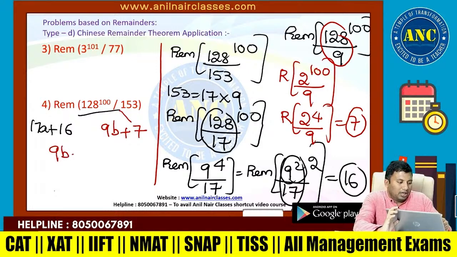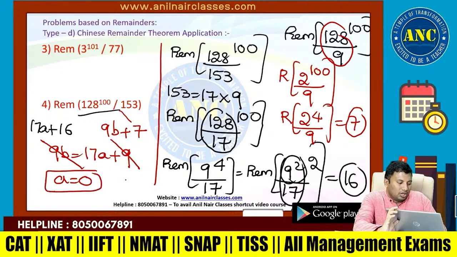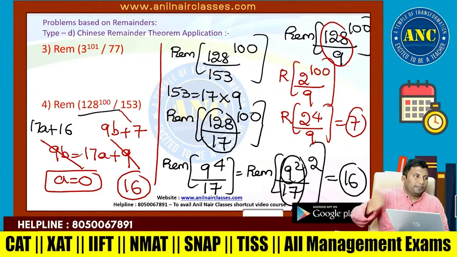So 9b equivalent to 17a plus 9, divisible by 9. A value is 0. 0 into anything plus 16. It is 16.